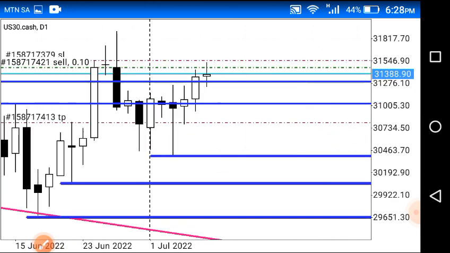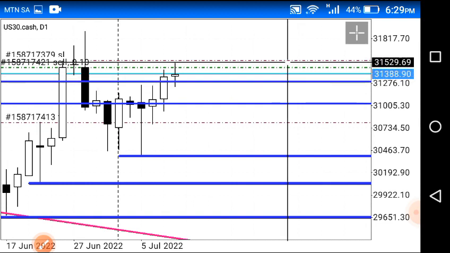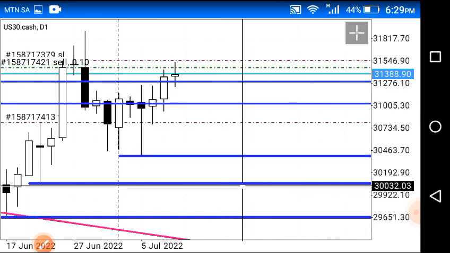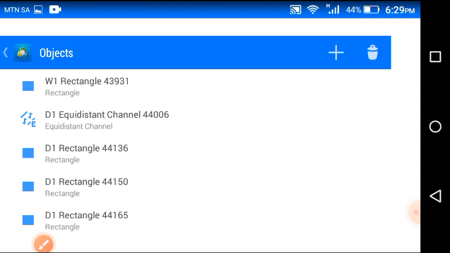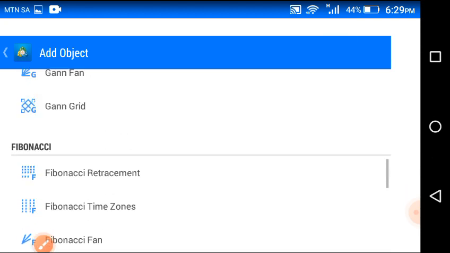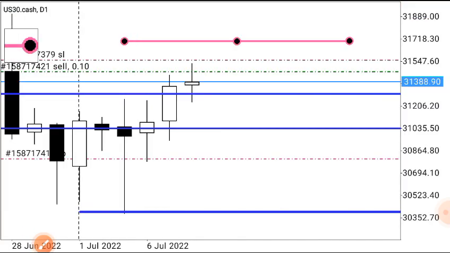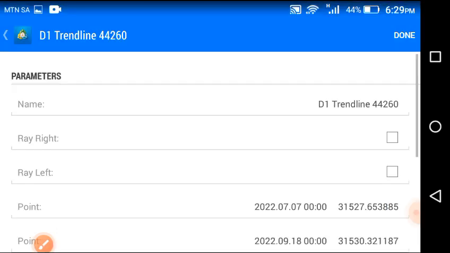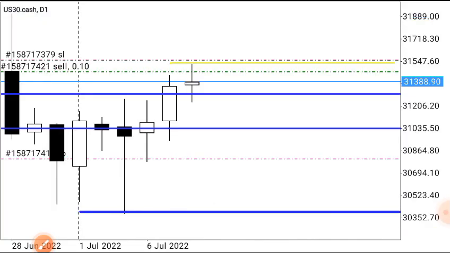So anyway, guys, I'm just going to mark this level as well, because as I said, it's a very important level, and price needs to get to that level to grab some liquidity. It may happen that price comes to that level to grab liquidity, and then from there pushes further down. So just bear with me, guys. Okay, I'm going to use this line. There we go. Then I'm going to make it yellow. There we go. I hope you guys can see that.